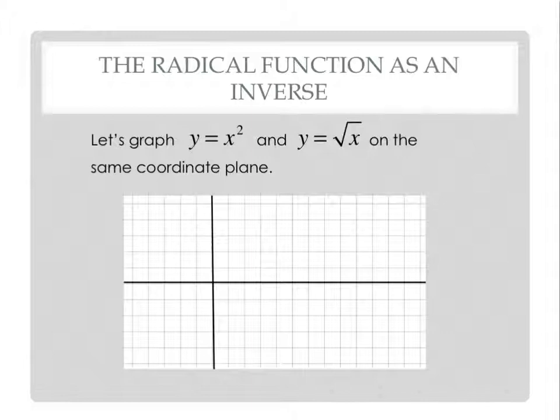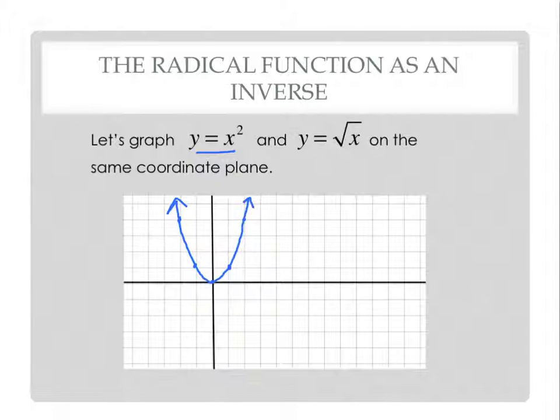So let's graph y equals x squared and y equals the square root of x on the same coordinate plane. I'll make the y equals x squared blue. Remember that's (0, 0), (1, 1), and (2, 4). And let's see, (-1, 1) and (-2, 4). And we get a parabola like so, and that's your y equals x squared.